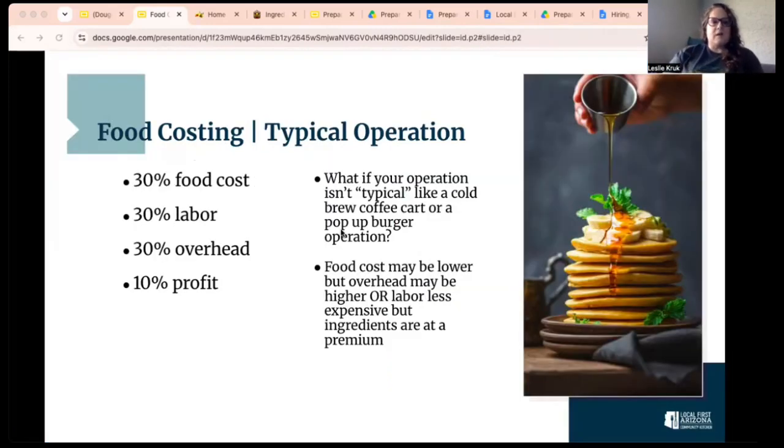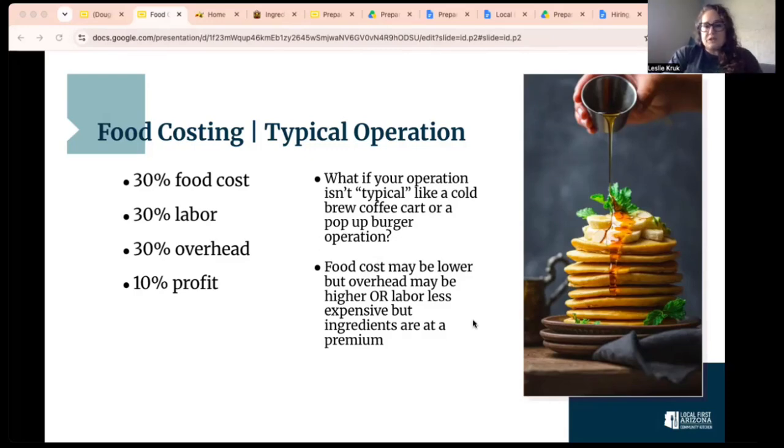So here's a typical operation breakdown. We don't want to spend any more than 30% on our food cost, 30% on labor, 30% on overhead, which only leaves 10% for profit. So it's really important to make sure you have a good grasp on these percentages within your operation to make sure that you are maximizing your profits and finding areas where you can reduce those costs.